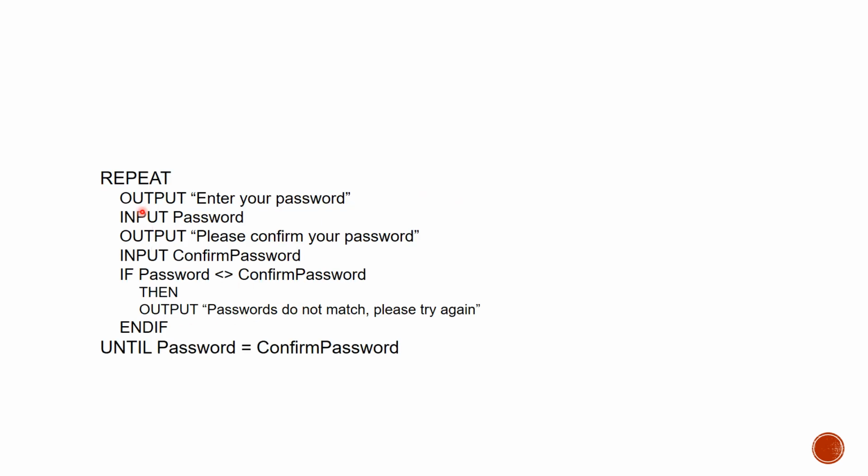As you can see, first we output, enter your password, then we take input as a password. Then we say, please confirm your password, and the user confirms the password. Then we check if password is not equal to confirm password, then we display an output that passwords do not match, please try again. And this loop will be repeated until password equals confirm password.